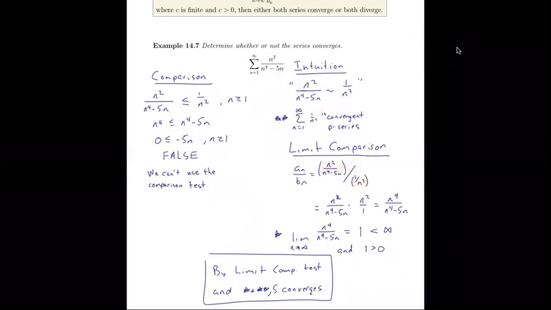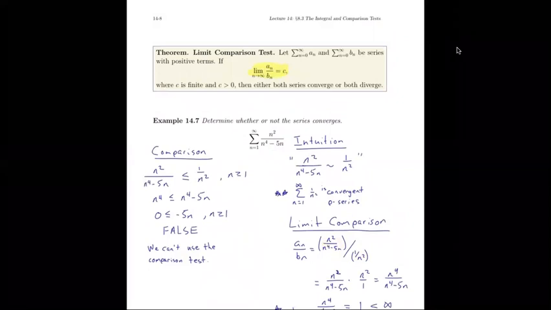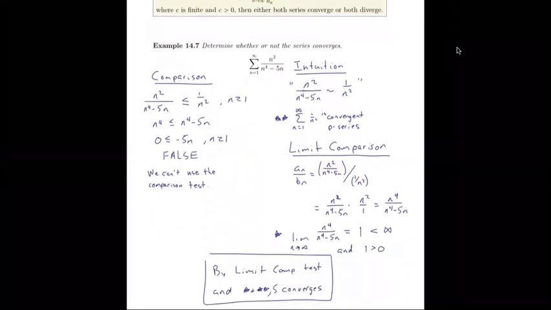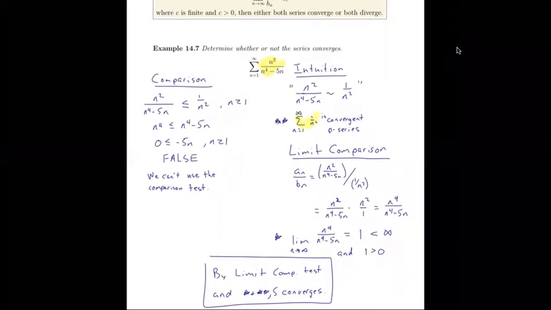So simplifying this complex fraction, we've got n to the fourth over n to the fourth minus 5n. Now we take the limit as n goes to infinity. Remember, that's what the theorem is telling us to do. And when we do that, n to the fourth matches n to the fourth, minus 5n doesn't matter, and this limit converges to 1. That's a positive finite constant. So the conditions of the theorem are met, and we can conclude that the convergence of this series is the same as the convergence of this series.